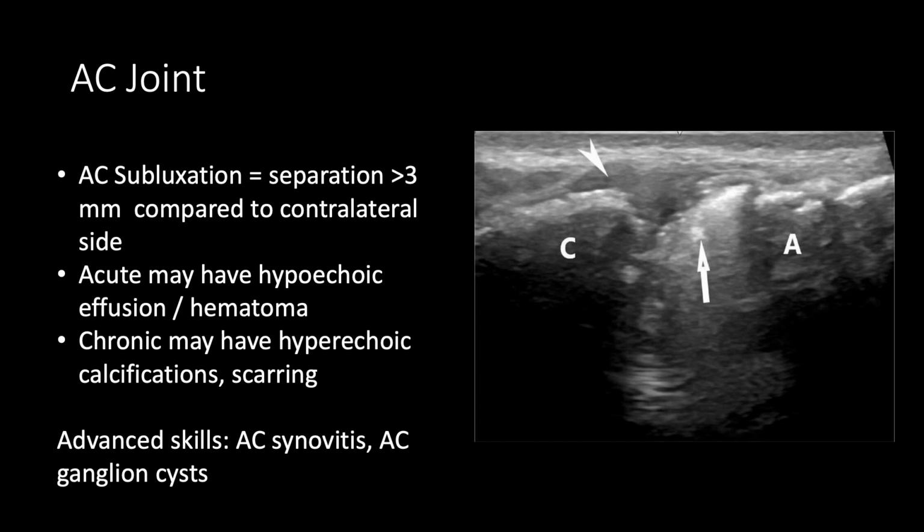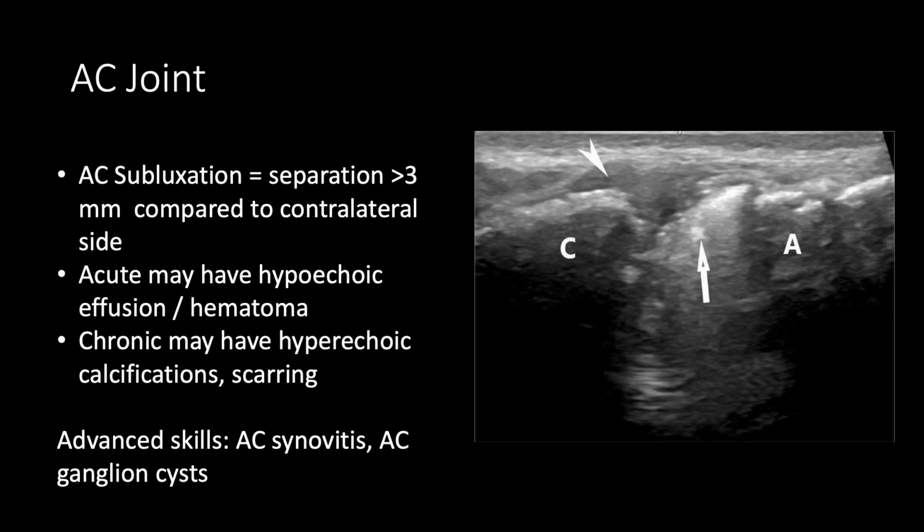So if the right shoulder is causing pain, you examine the left shoulder and get a value, and then measure the right shoulder, and if the value on the right shoulder is more than 3 millimeters greater, that is positive. So it's not necessarily about the actual cutoffs of the numbers, it's more about comparing your affected side to your unaffected side.